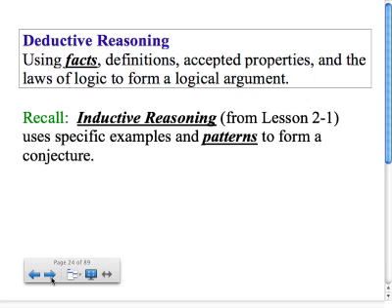So using deductive reasoning is when you're using facts, okay? Things that are known to be true. And then again, recall here that inductive reasoning uses specific examples and patterns to form a conjecture, as opposed to facts and definitions.